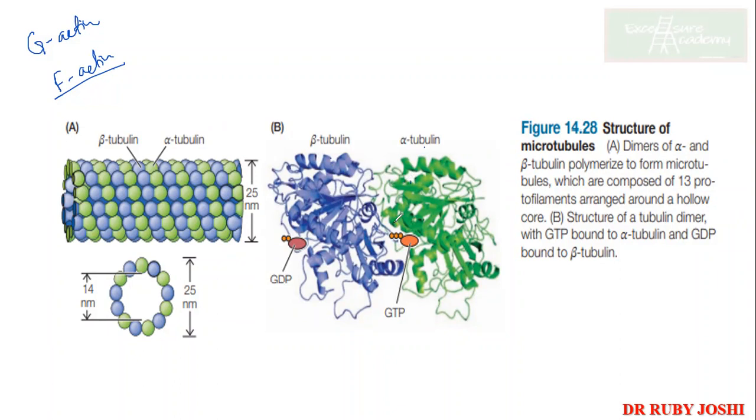Now in this also, you can see that alpha tubulin is bound to your GTP. वहां पे क्या था G-actin में? ATP. Okay. Now in the case of the tubulin, alpha GTP, beta tubulin, your GDP is there. Okay. Please do remember, this is important. Now the inner diameter of your microtubule is 14 nanometer and the outer diameter is 25 nanometer. Okay.